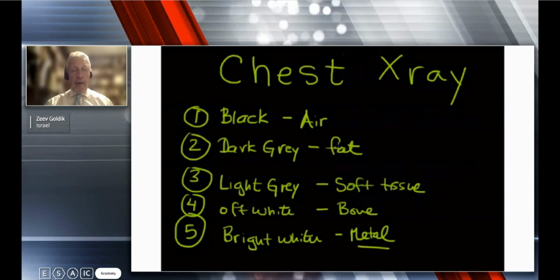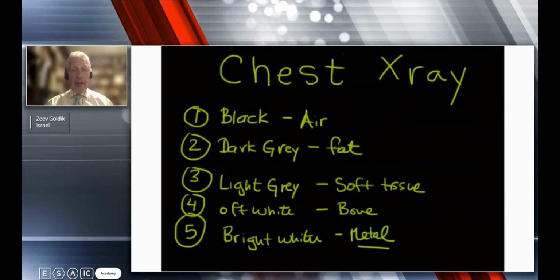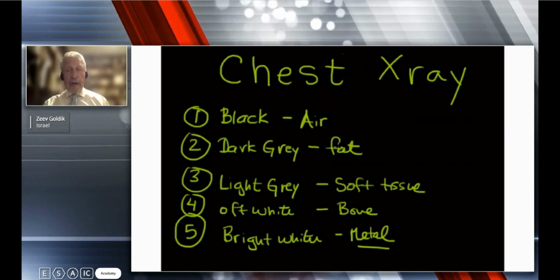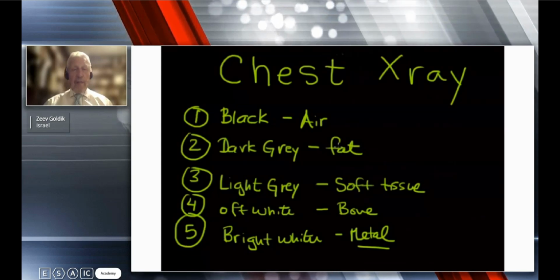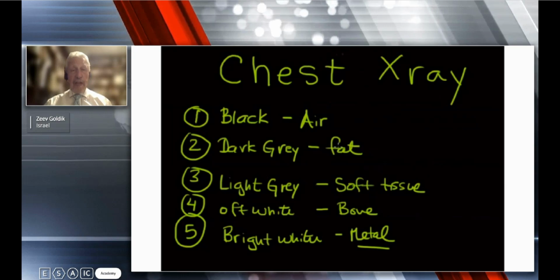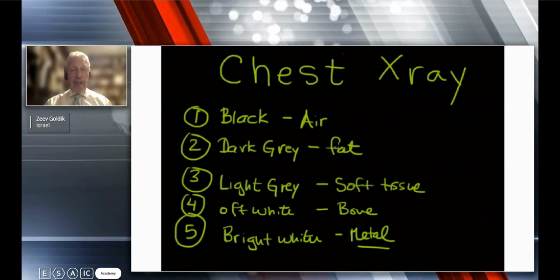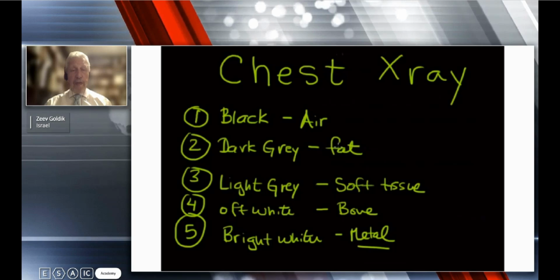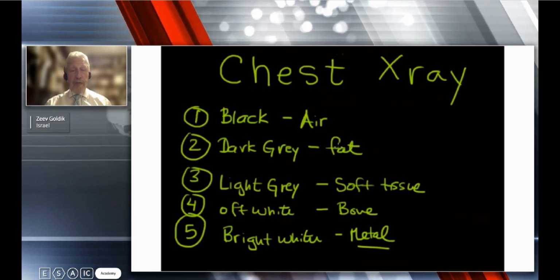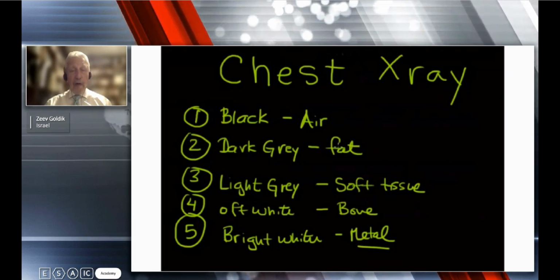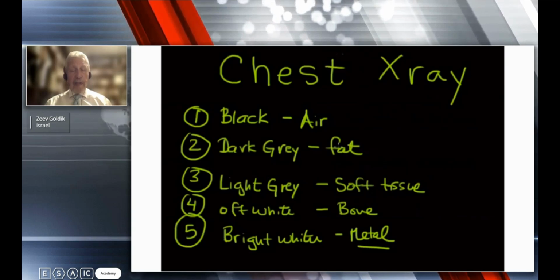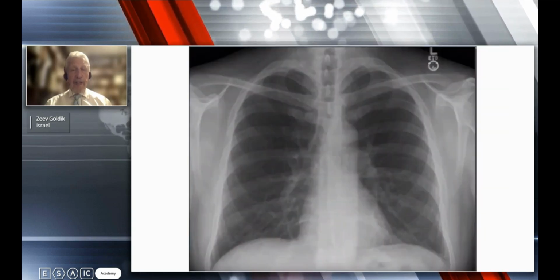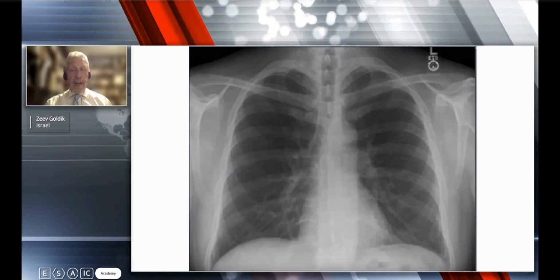So first of all, I want to tell you the color codes for a chest X-ray. Black, what we see in black is air. What we see in dark gray is fat. What we see in light gray is soft tissue. Off-white is bone. And bright white is metal. These are the color codes of a chest X-ray.